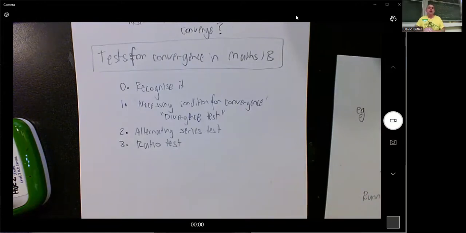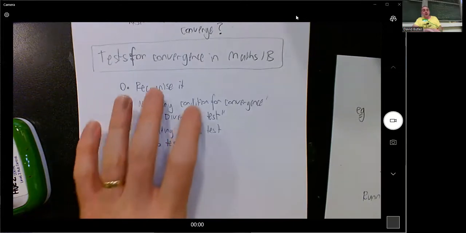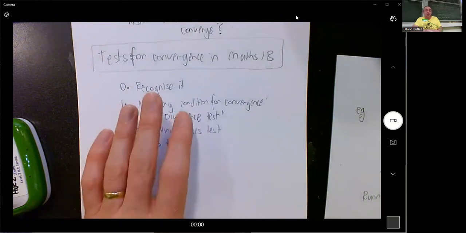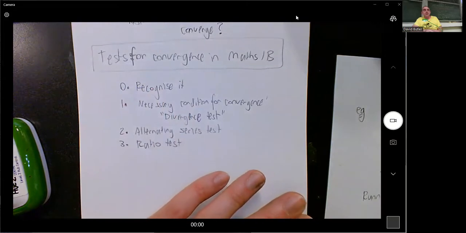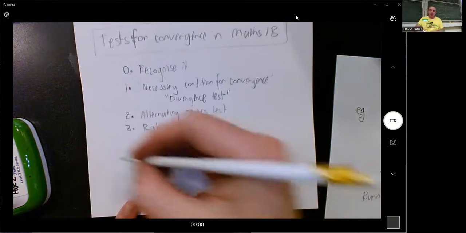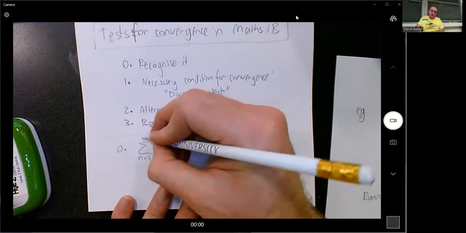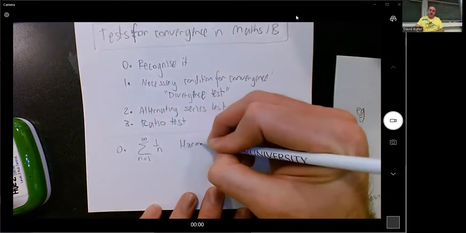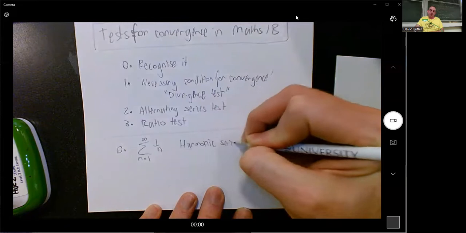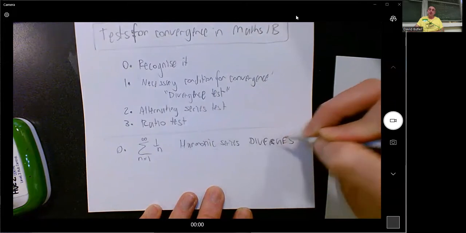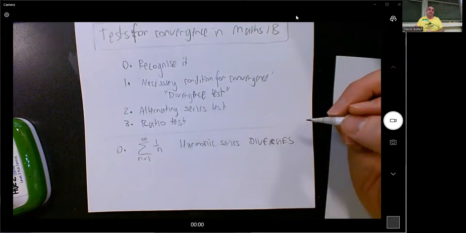Okay. So I've talked about this many times. The recognize it test is basically the harmonic series and recognizing a Taylor series. So you are allowed to, if you see something and you go, you can just say it's the harmonic series. It diverges. If they don't ask you to prove it, then you can just say, there it is. I recognize the harmonic series.